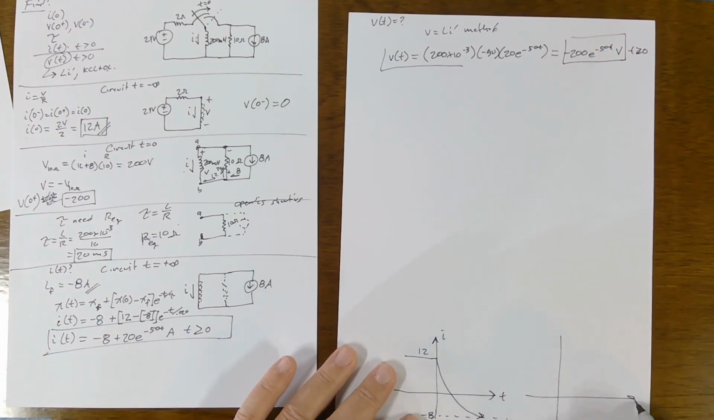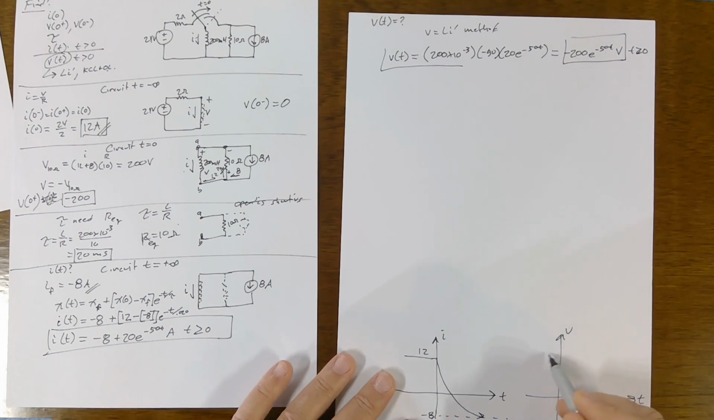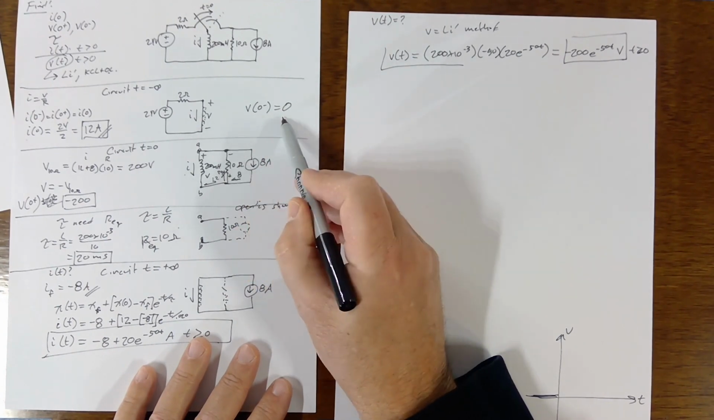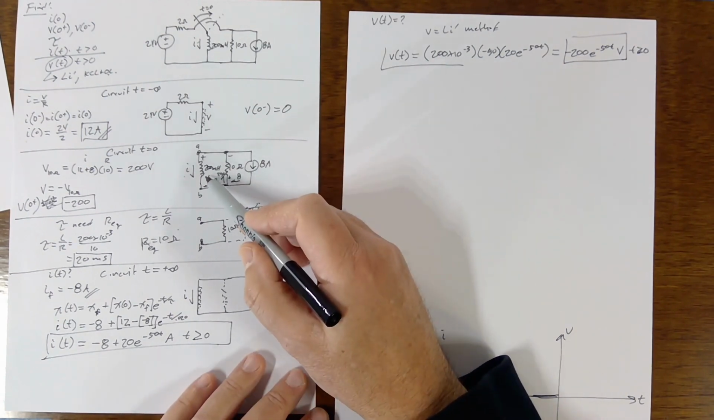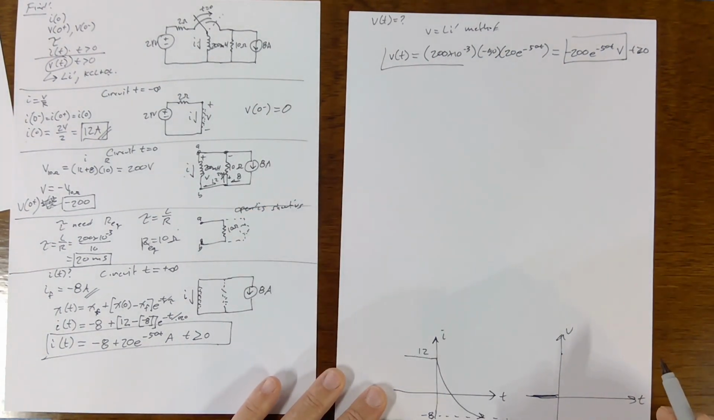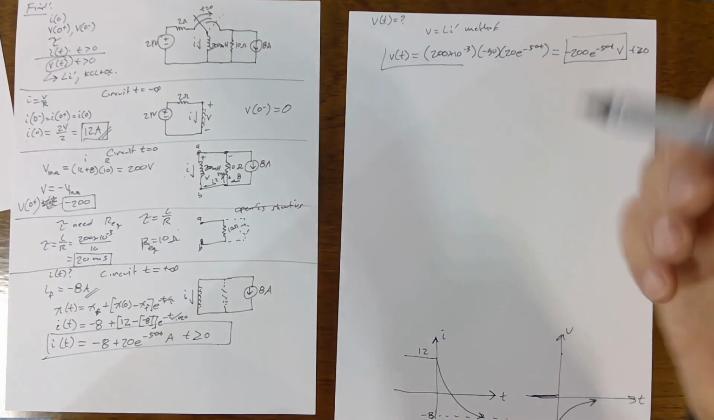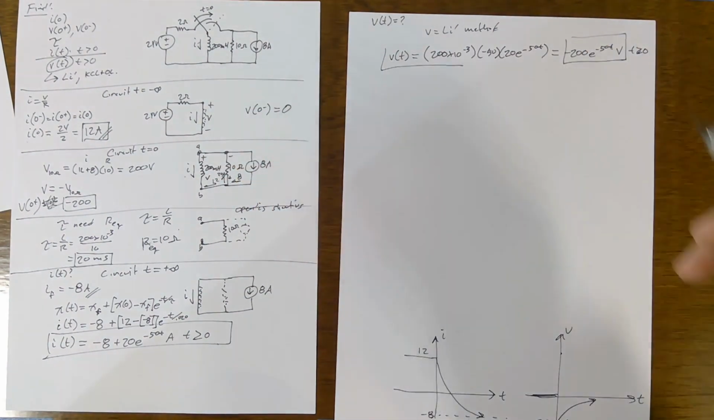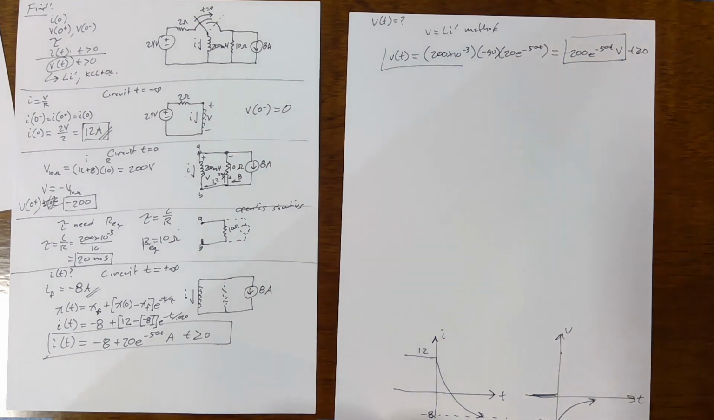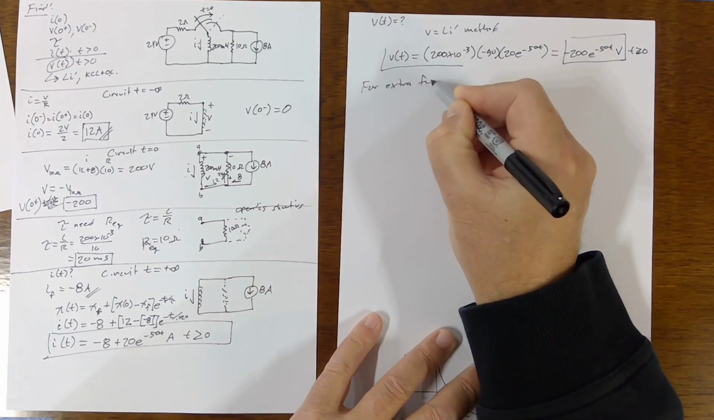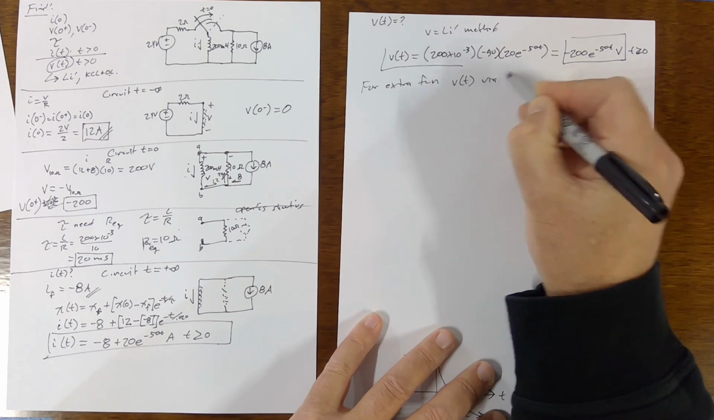And then V is 0 before the switch is thrown, because the inductor is behaving like a wire. You throw the switch and the voltage immediately drops. It immediately becomes minus 200 and then decays down to 0 again. The minus 200 just means our polarity reference, plus minus, should be the other way around for t greater than 0. So that's the solution. Now, for extra fun, we can also find V of t via KCL and Ohm's law.